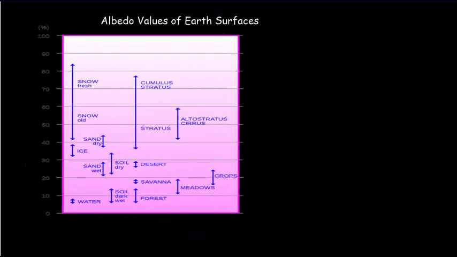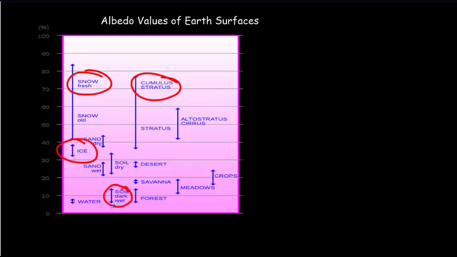Here's some various albedo values for the various Earth surfaces. So snow, fresh snow especially, will reflect a lot of light. And notice here clouds as well. Fluffy white clouds will also reflect a lot of light. Ice doesn't reflect as much light as snow. Dark, wet soil is going to absorb most of the light upon it. And maybe somewhat surprisingly, the water absorbs almost all the light on it. Generally water is dark in color, so that means it's absorbing a lot of light.